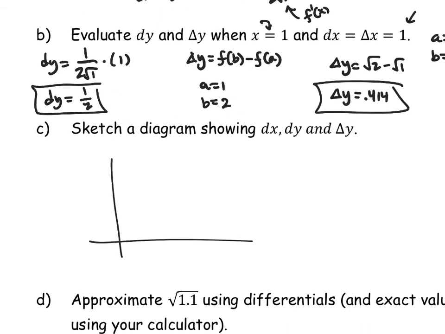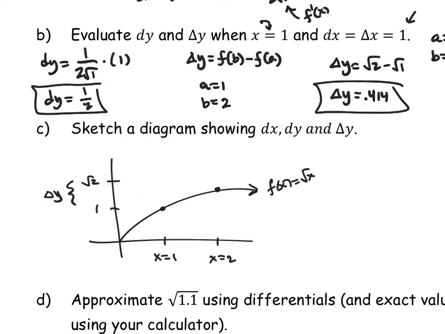Okay, here is the square root of x. Here is x equals 1, so the output for x equals 1 is 1. The output for x equals 2 is the square root of 2. Here you can see is the actual delta y, which we said was 0.414. However, let's sketch this out real quick. Here's delta x, which is equal to dx. Here is delta y.